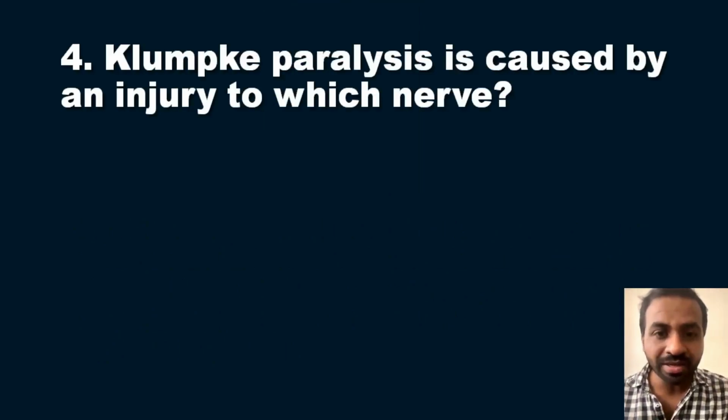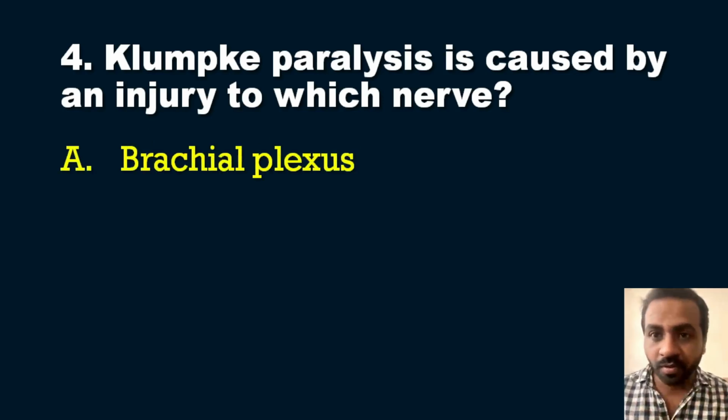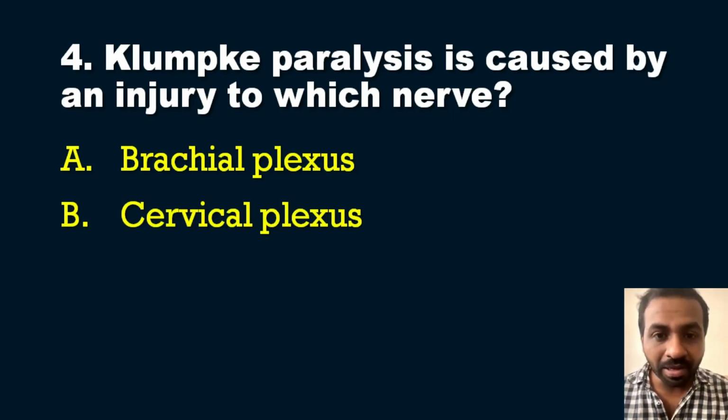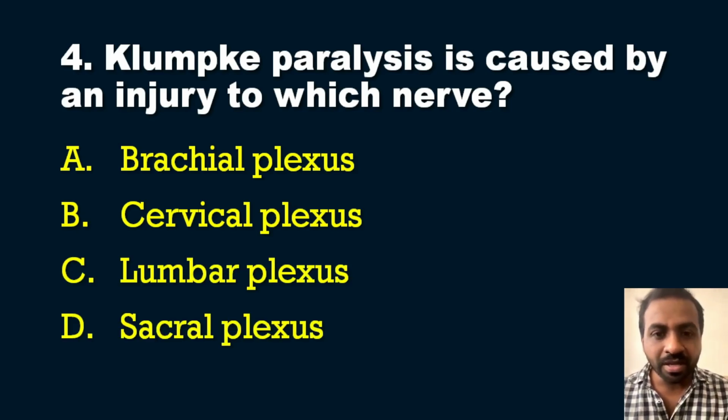That is the 4th question, and the question is, Klumpke paralysis is caused by an injury to which nerve? Okay, so you should be very careful about this question. Klumpke paralysis is caused by an injury to which nerve? The question is very direct. The options for you are option A, brachial plexus, option B, cervical plexus, option C, lumbar plexus, and option D, sacral plexus. So which plexus injury can result in Klumpke's paralysis? Just think about Klumpke's paralysis and how and when it happens. Then you can answer this question very easily.